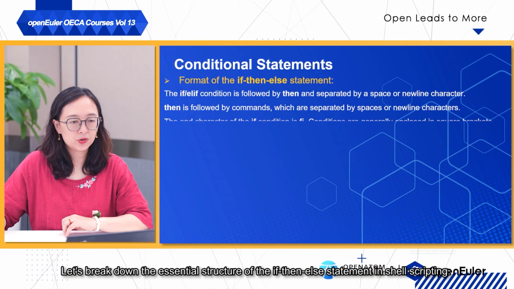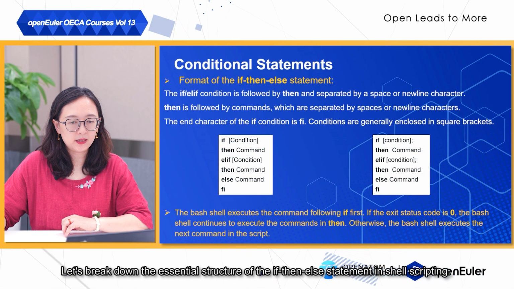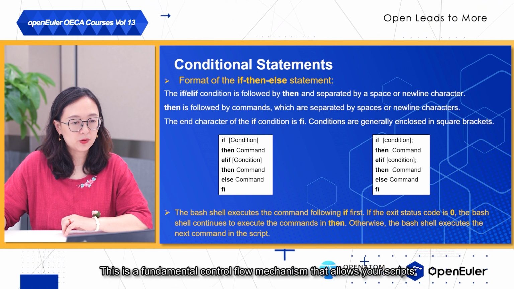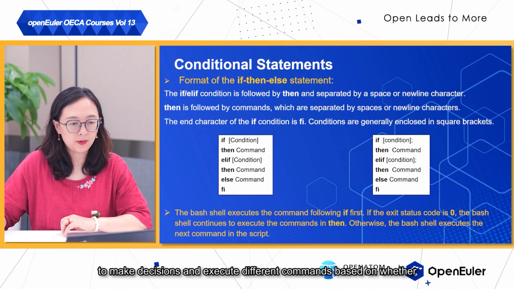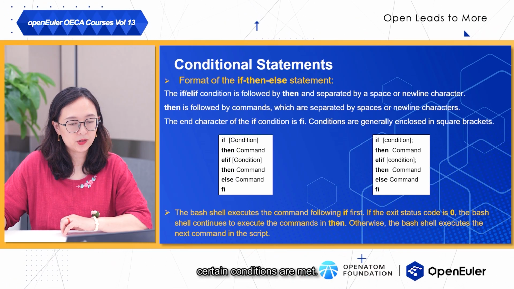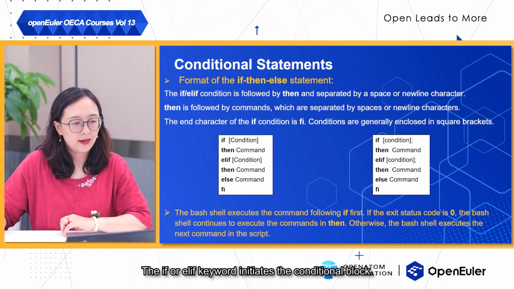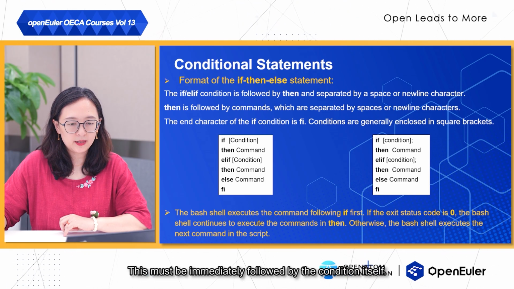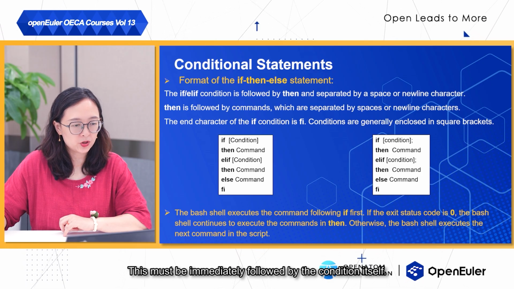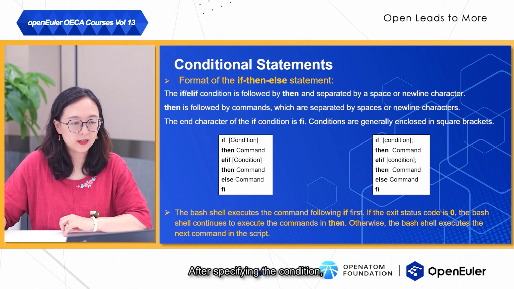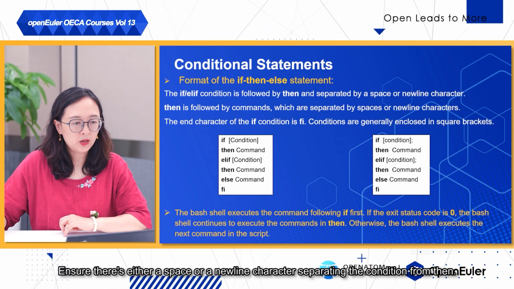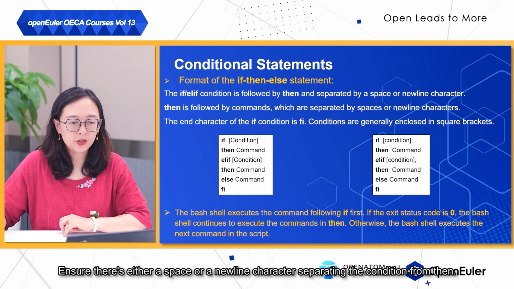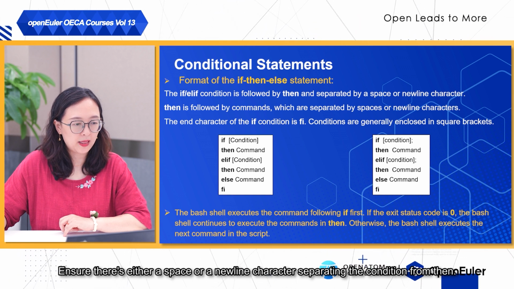Let's break down the essential structure of the if-then-else statement in shell scripting. This is a fundamental control flow mechanism that allows your scripts to make decisions and execute different commands based on whether certain conditions are met. The if or elif keyword initiates the conditional block. This must be immediately followed by the condition itself. After specifying the condition, use the then keyword to indicate the start of the action block. Ensure there's either a space or a new line character separating the condition from then.